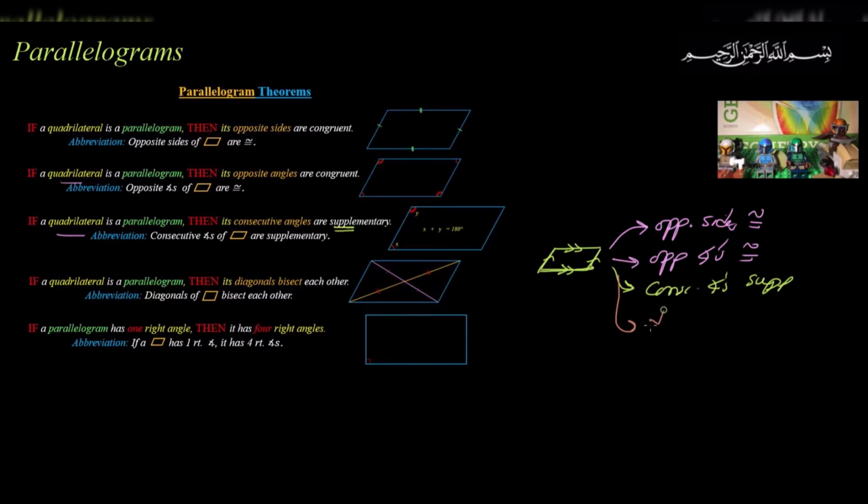And that is, the diagonals bisect each other. That is, they cut each other in half. The purple is cut in half. The brown diagonal is cut in half, so diagonals bisect each other.